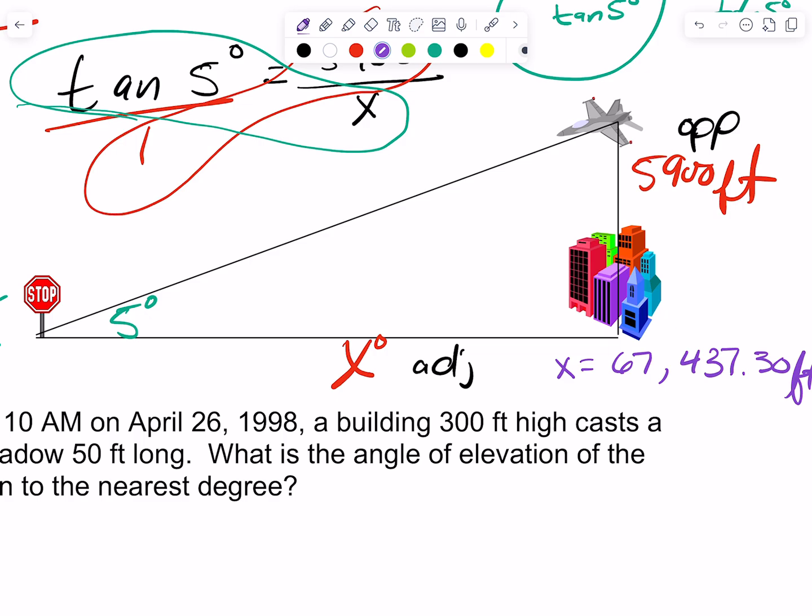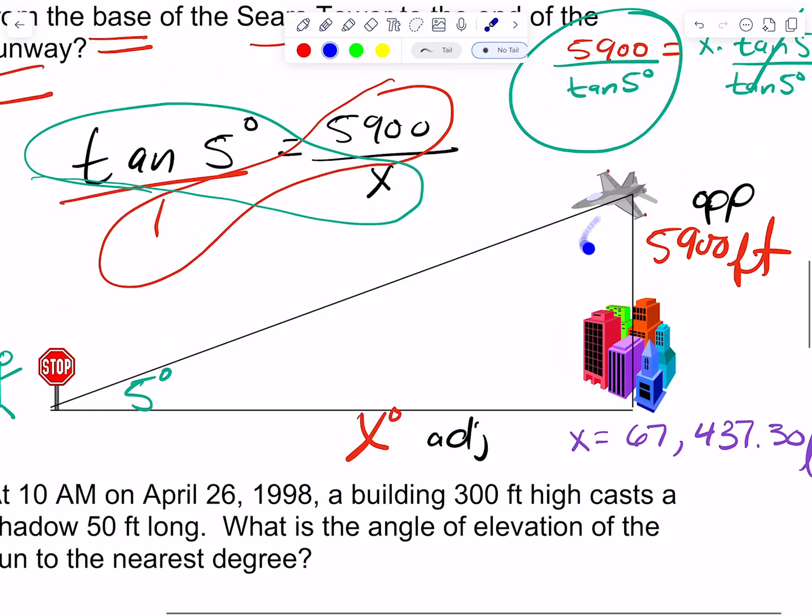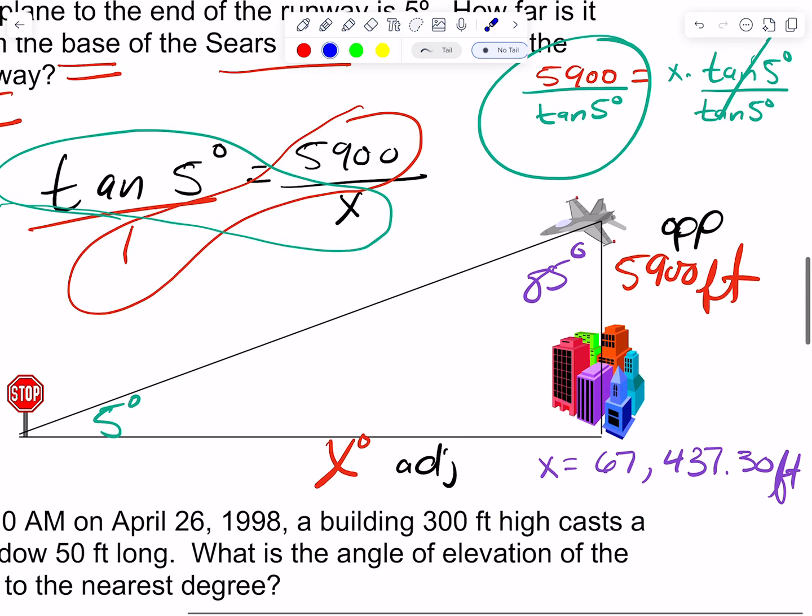The reason this makes sense, what is the angle by the pilot? What would it be? 85-ish, would you guys agree? Yeah. It's 85. The size of the angle determines how big the side is. If this is 5 degrees and this is 5900, this angle is way bigger, which means this side should be way, way, way bigger. The bigger the angle, the bigger its opposite side is. So it should make sense that that's why it blew up.